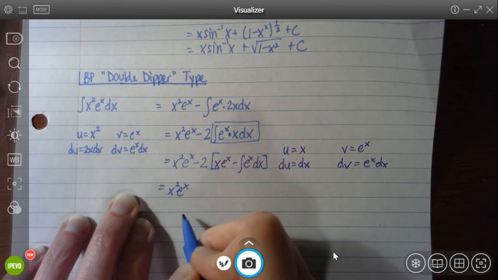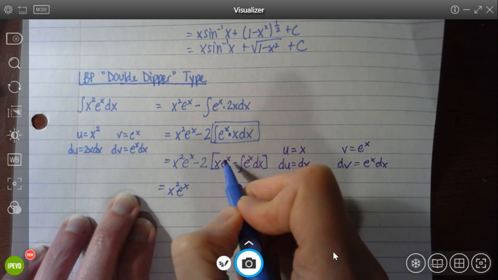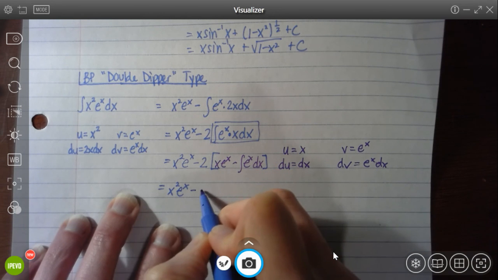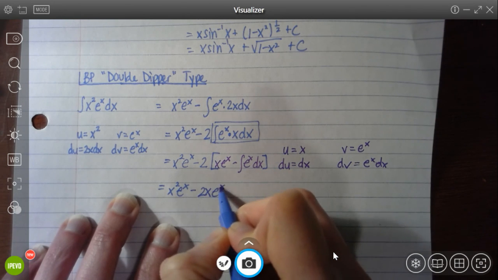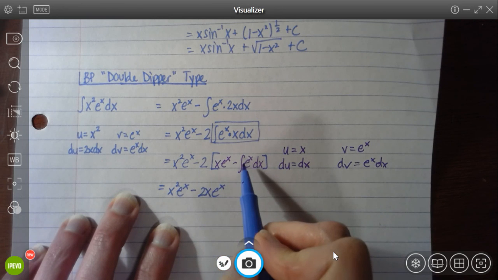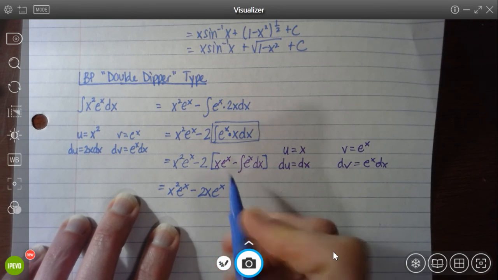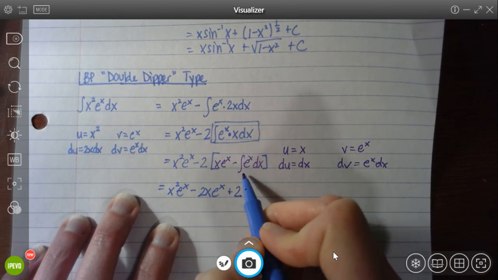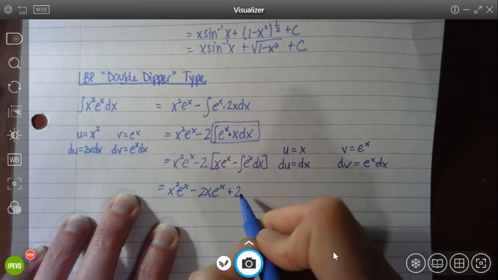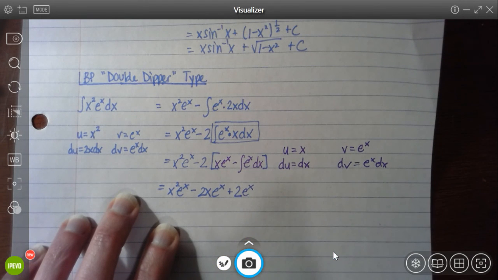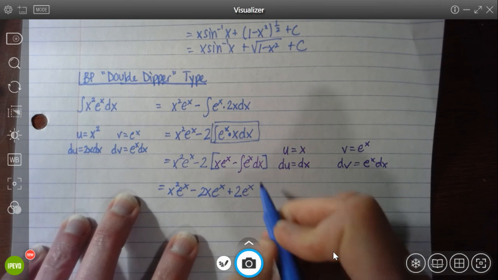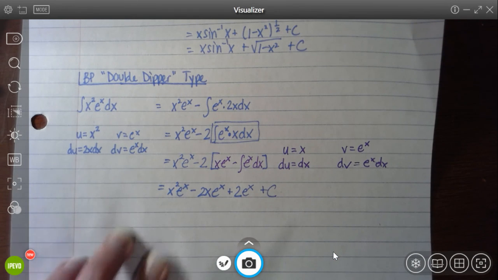So x squared e to the x is going to stay. I'm going to distribute that -2 into there, so minus 2x e to the x. I'm going to distribute the -2 in here. A -2 times that negative is going to give me a +2. The antiderivative of e to the x is e to the x. And since I'm at the end of my integral, I'm going to put my plus c.